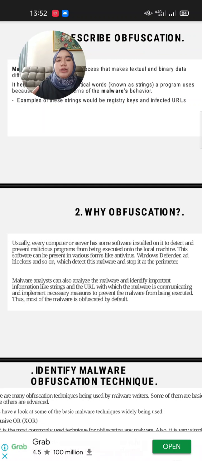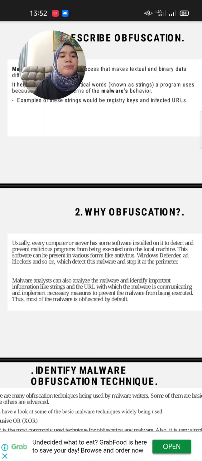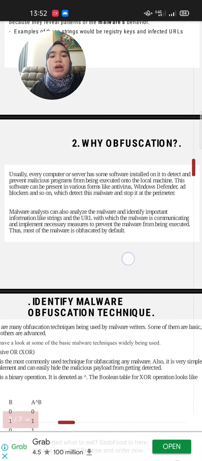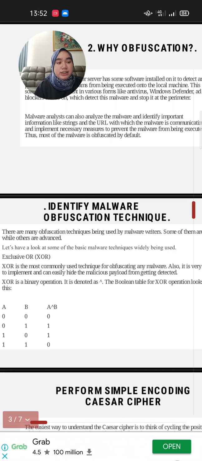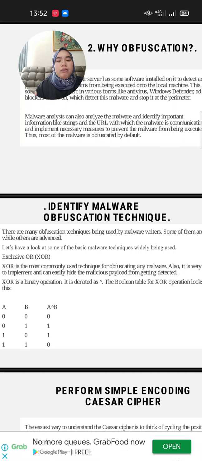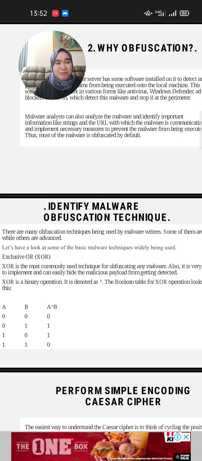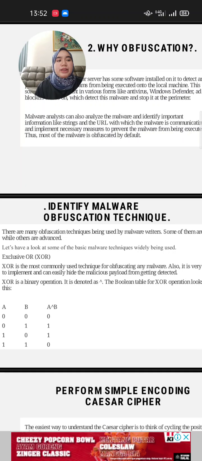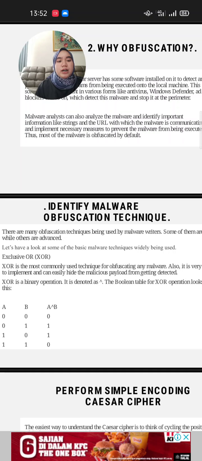This is why obfuscation is very important, because it prevents the malware from being detected and executed. Thus, most malware is obfuscated by default. Now we move to how to identify malware and what the obfuscation techniques are. We have some common, famous obfuscation techniques used by malware writers. Some of them are basic and others are advanced. Now we look at some of the basic techniques widely used.